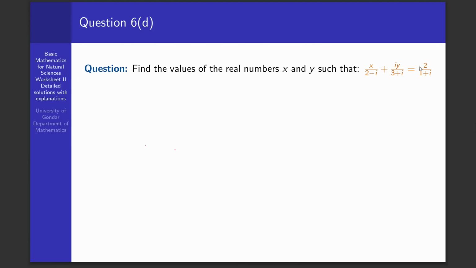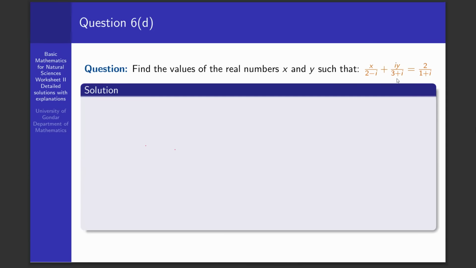The next one is question number 6D. Again, find the values of the real numbers x and y, say that x over (2 minus i) plus yi over (3 plus i) is equal to 2 over (1 plus i). A similar procedure to the previous one, with a little complexity here.